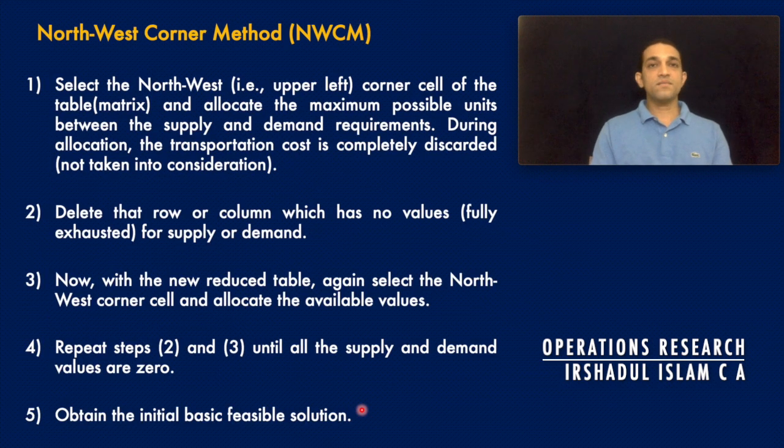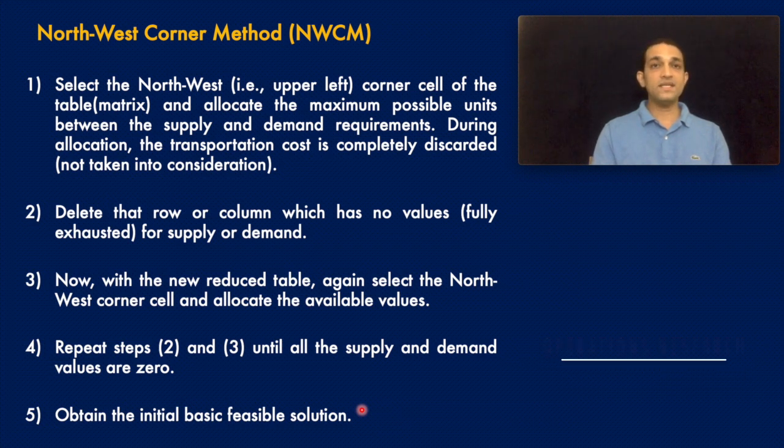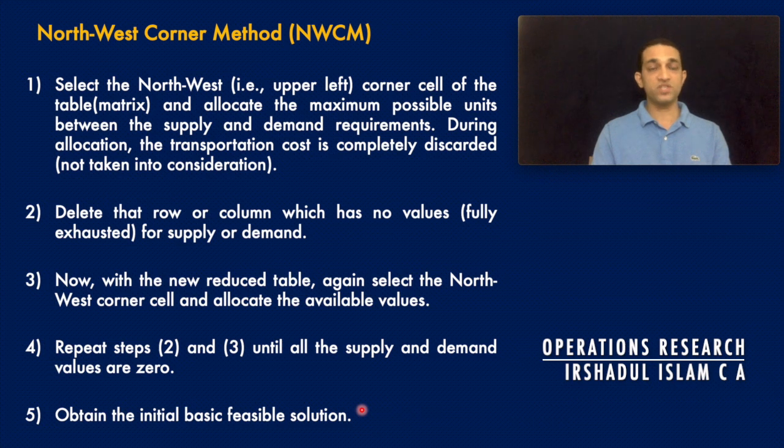Now we will discuss how to calculate the initial basic feasible solution by these three methods: northwest corner method, least cost method, and Vogel's approximation method. First one, northwest corner method. The algorithm for this method is like this. Select the northwest corner of the table and allocate the maximum possible units between the supply and demand requirements. During the allocation, transportation cost is completely discarded. We will not take it into consideration.